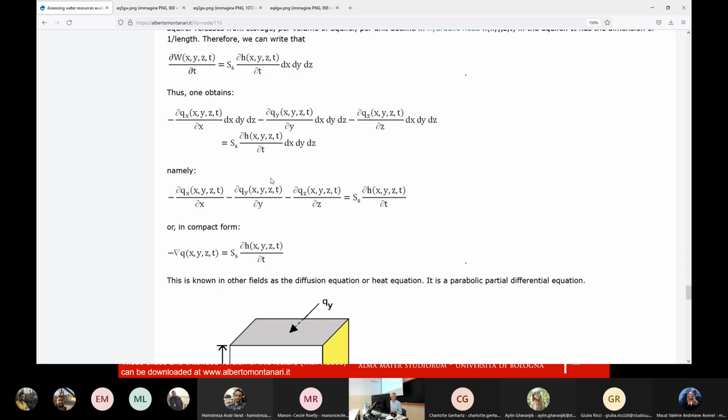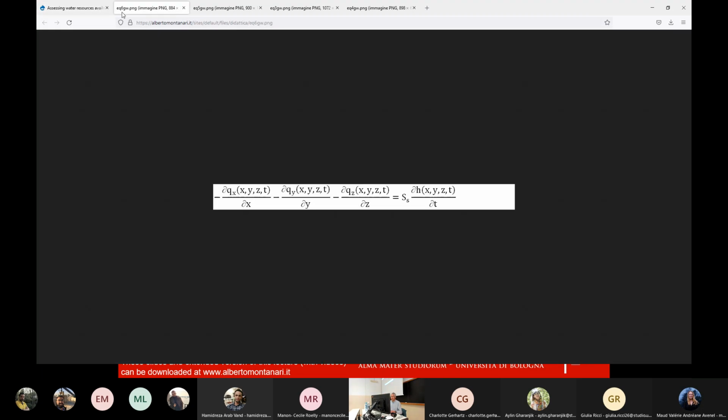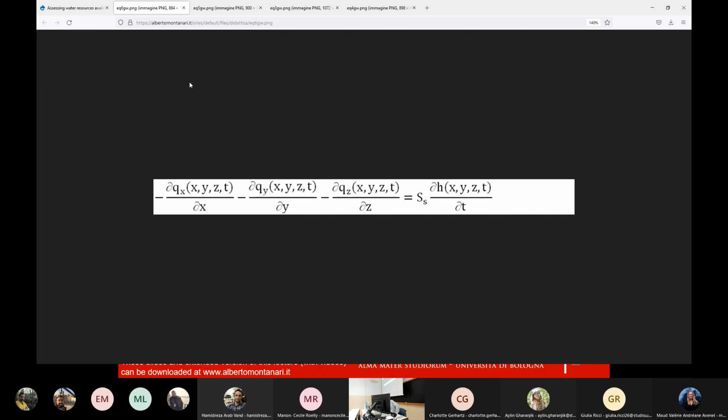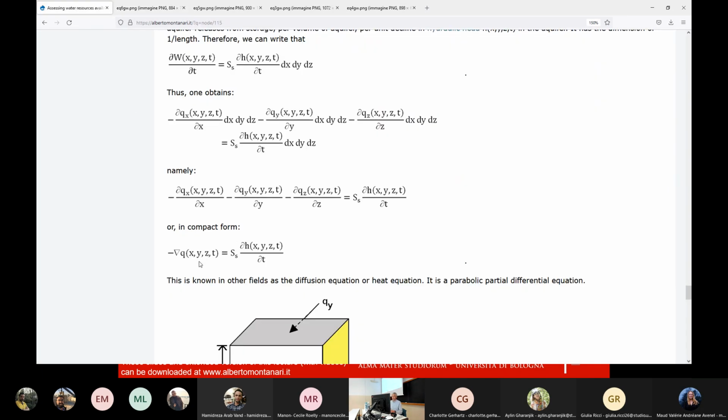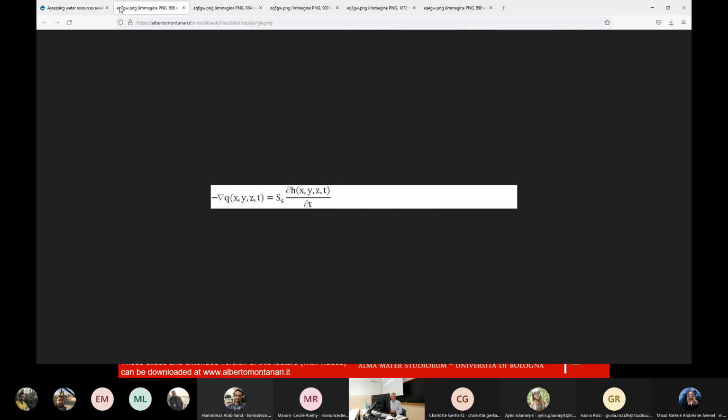Perfect. If I do that, I obtain another form of the equation, which is much simpler. It is this one. Okay? In terms of notation, it's much simpler. And I can use the divergence operator to write it in compact form, which is this one. I can use the operator nabla to identify the derivation of Q with respect to the three directions.